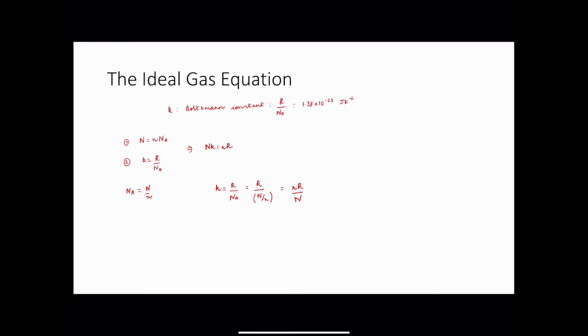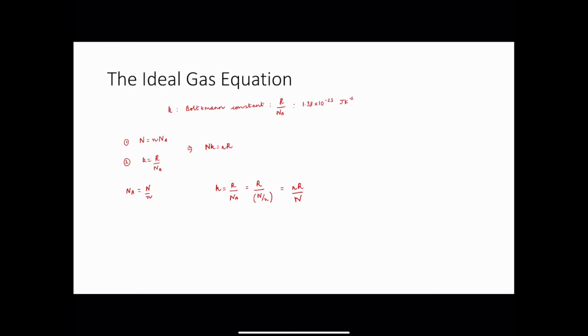Therefore, NR is equal to NK, which is what we've just seen here. So I'm just showing you how we derive that. If we substitute that into our ideal gas equation, so PV equals nRT, then we end up with the ideal gas equation for N molecules.